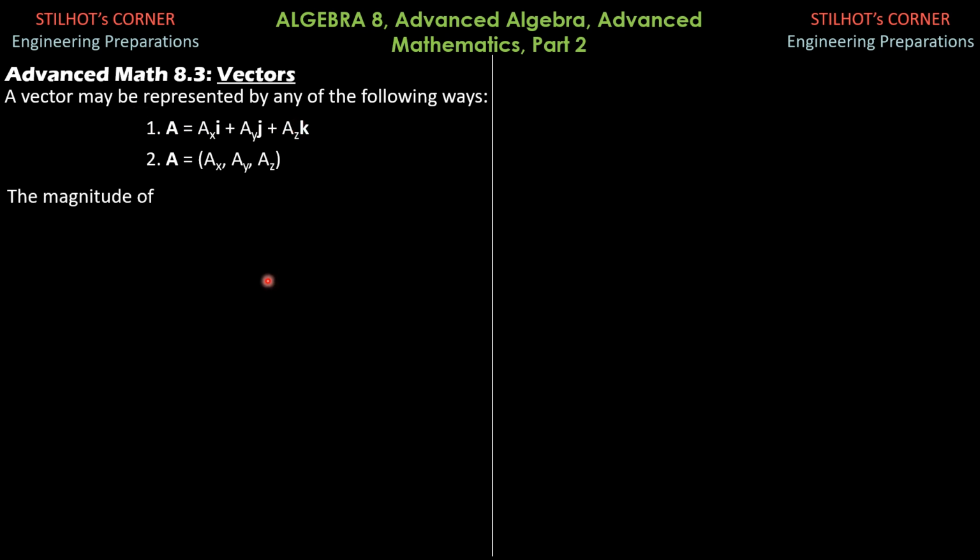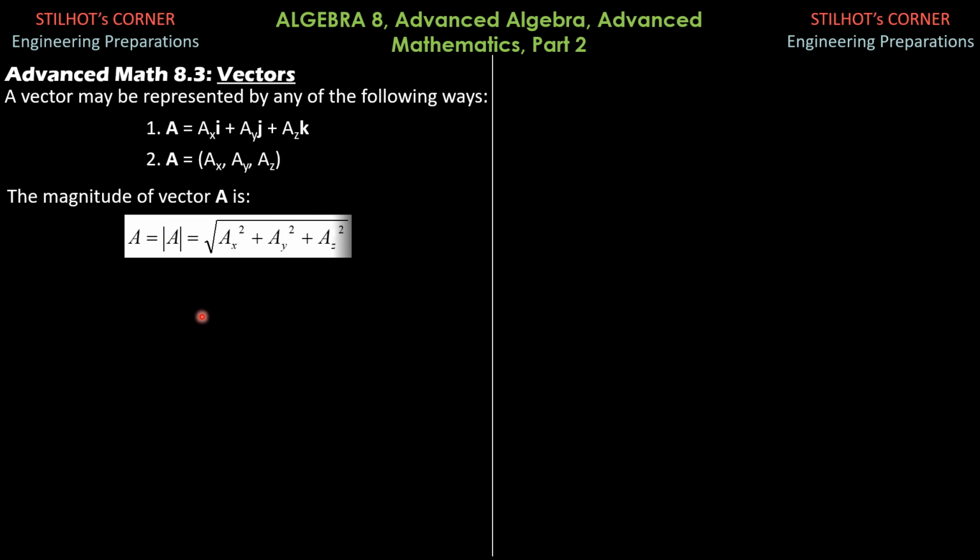Then we have the magnitude of vector A, which is simply the square root of the sum of the squares of the components. So square root of ax squared plus ay squared plus az squared, and that's the absolute value because it's the magnitude of vector A. Then we have vector operations.